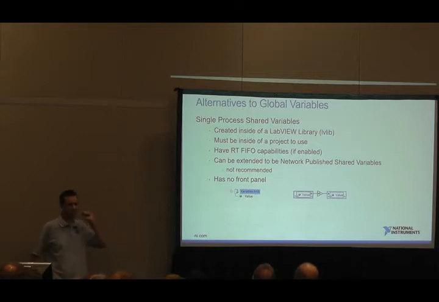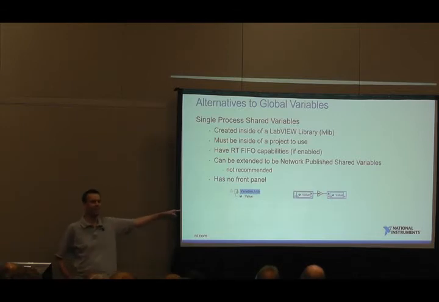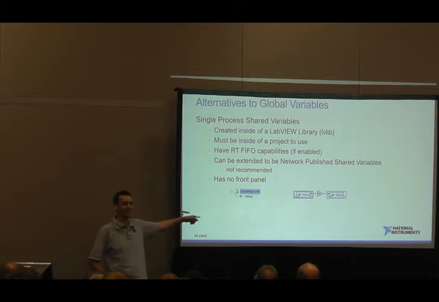But I actually found in my benchmarks that they were faster than the global variables. Enough to say that they're faster on my PC at least. One nuance I found is you can't make them private. I don't know if that's a problem that NI just missed, or if it's actually a function of the shared variable. So beware of that one.